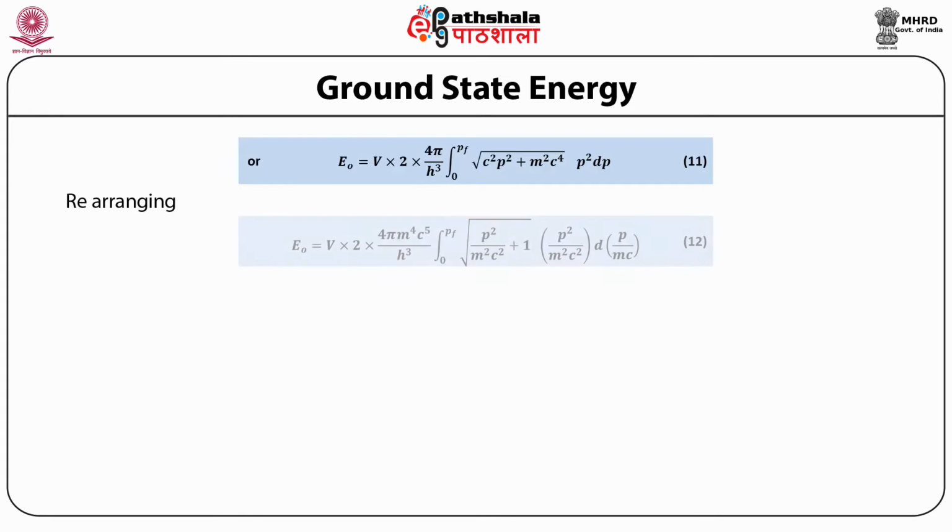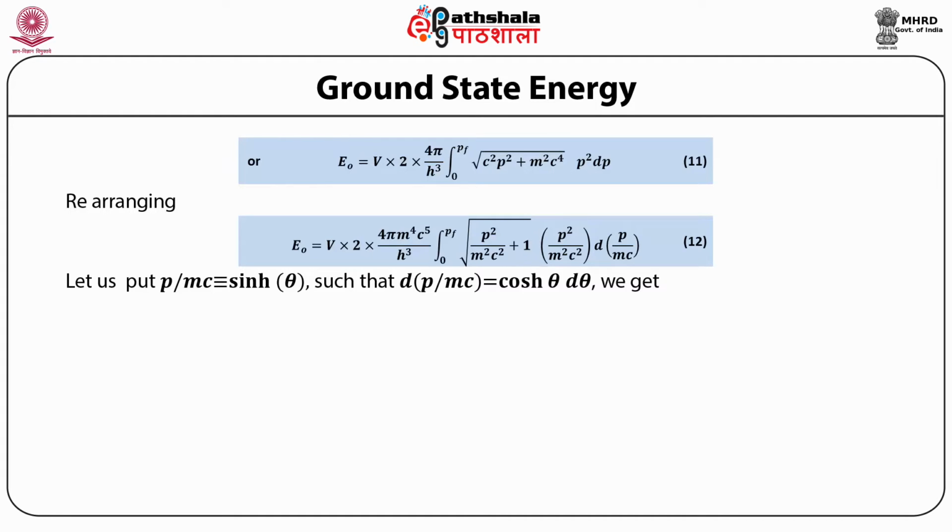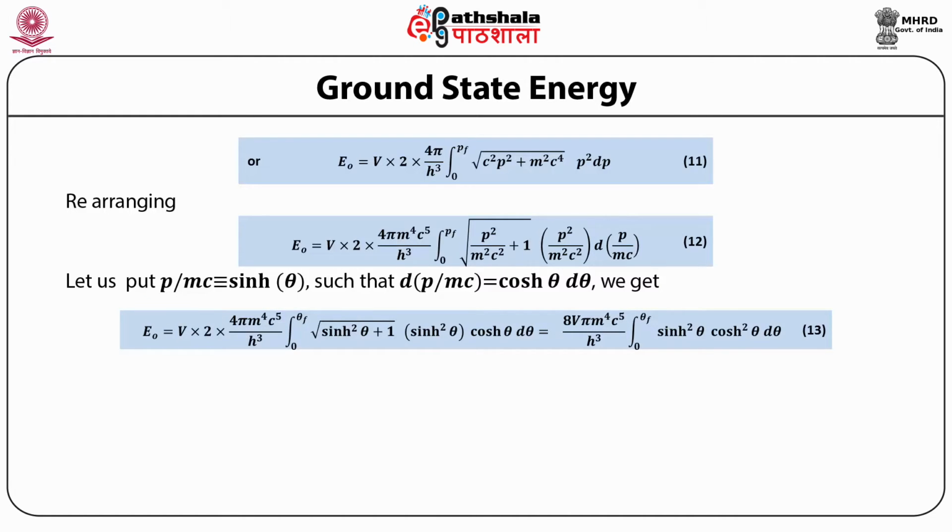Rearranging, E₀ = V × 2 × (4π m⁴c⁵/h³) ∫₀^pF √(p²/m²c² + 1) (p²/m²c²) d(p/mc). Let us put p/mc = sinh θ such that d(p/mc) = cosh θ dθ, and we get E₀ = V × 2 × (4π m⁴c⁵/h³) ∫₀^θF √(sinh²θ + 1) sinh²θ cosh θ dθ = (8π V m⁴c⁵/h³) ∫₀^θF sinh²θ cosh²θ dθ.